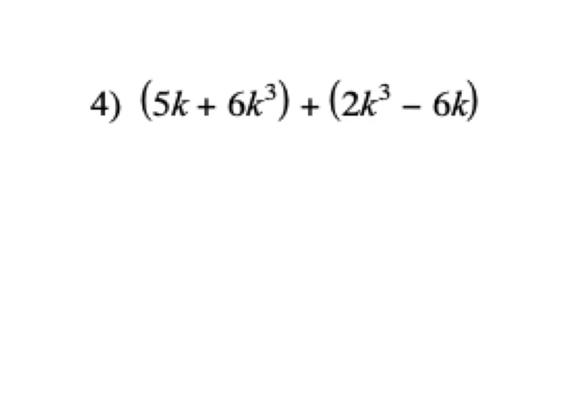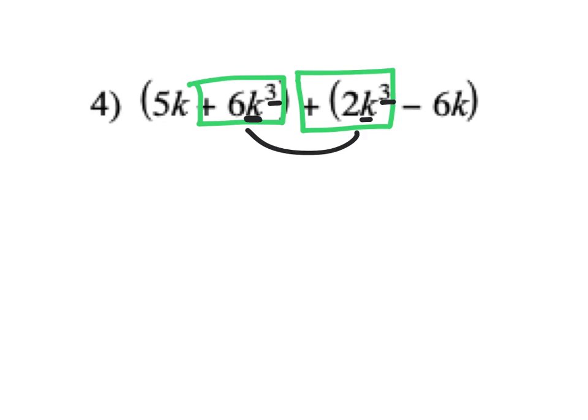So I'm going to just find my like terms. I have a positive 6k to the third power and a positive 2k to the third power. Again, these are like terms because I have k to the third power, k to the third power. So 6 plus 2 is 8. So 8k to the third power.